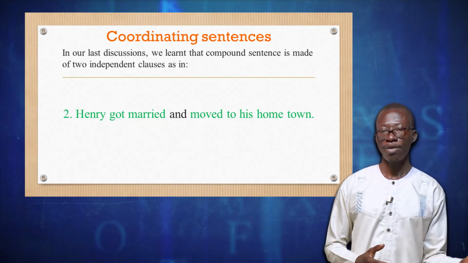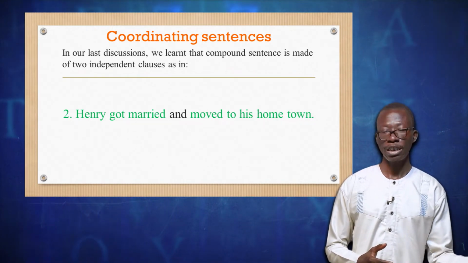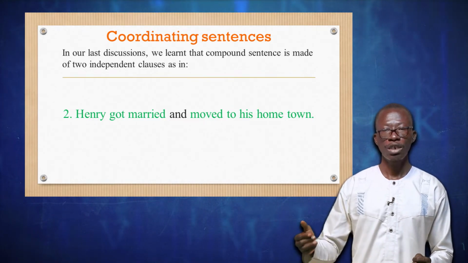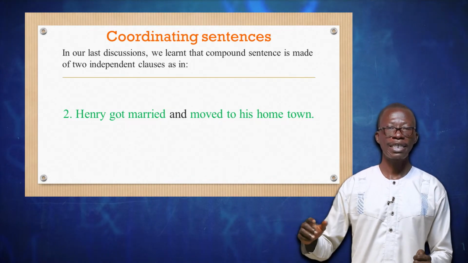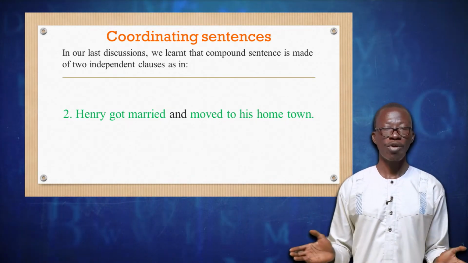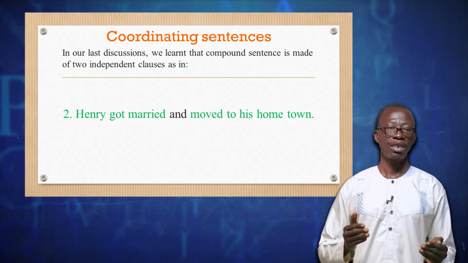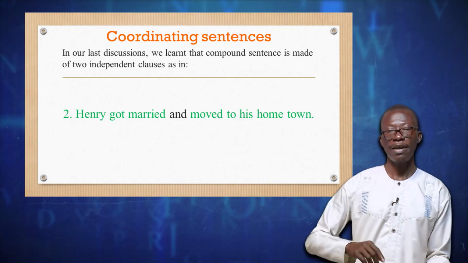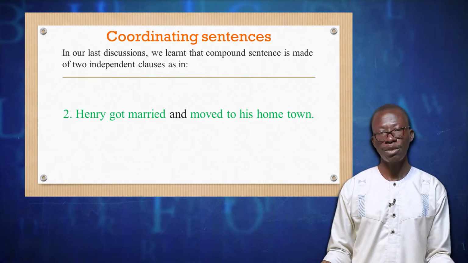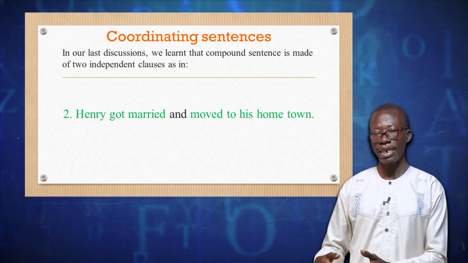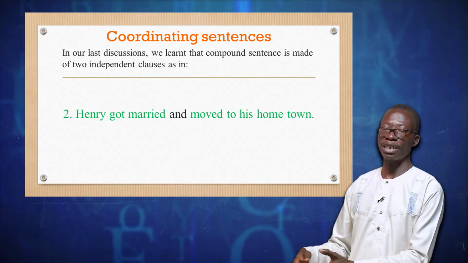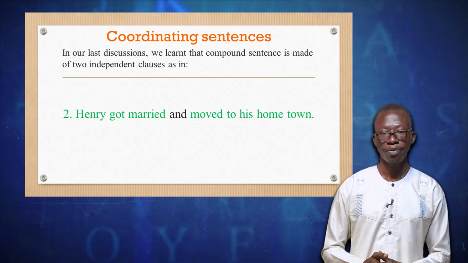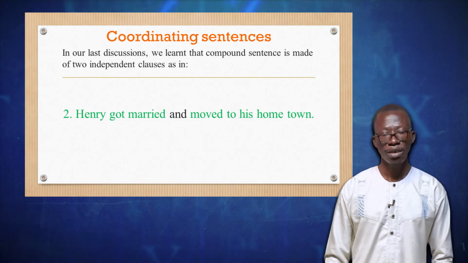Henry got married, one independent clause, and a simple sentence, of course. And then we have moved to his hometown. So remember, here it is Henry moved to his hometown. But because we are bringing the two together, it is not appropriate to repeat Henry in the first clause and repeat Henry again in the second clause. So that has been dropped. The second Henry has been dropped in the second clause. So we have Henry got married and moved to his hometown, giving us one compound sentence.